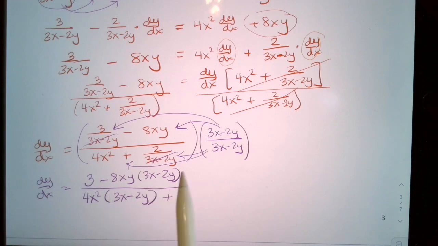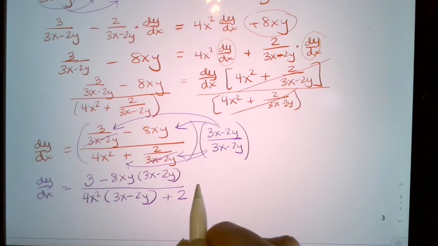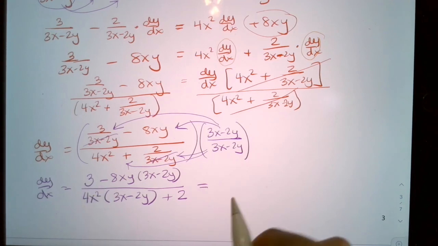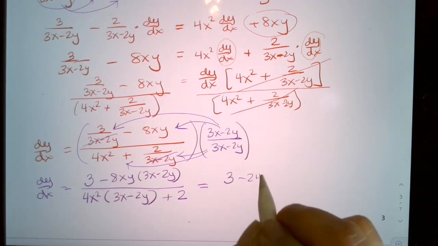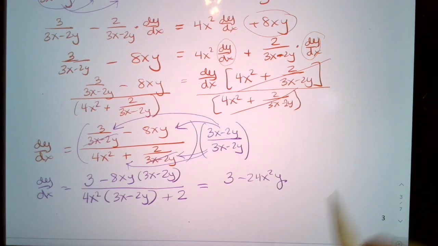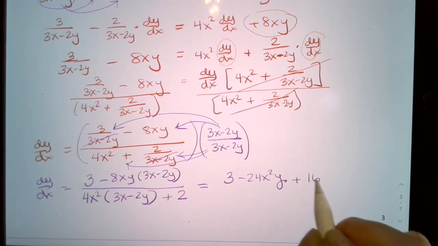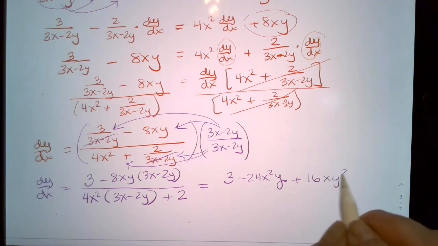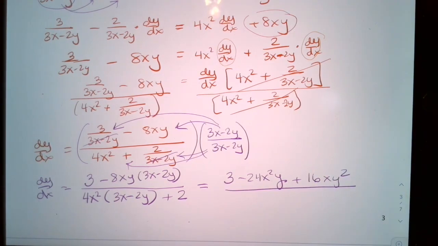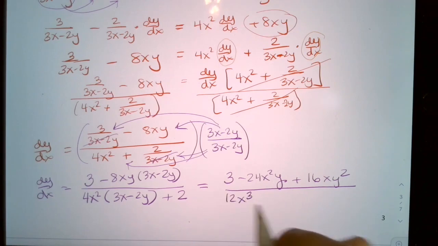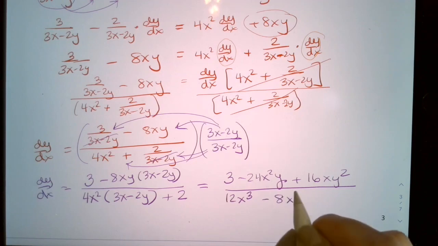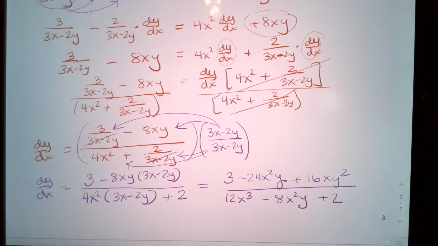We are definitely not going to cancel these common factors. There are 2 separate terms going on in here. So I'm going to urge you to keep going and let's clean this up. In the numerator, the 3 is just hanging out, but I have negative 24x squared y, and then my next term would be positive 16xy squared. In the denominator, I'm going to multiply that 4x squared through. That will be 12x cubed minus 8x squared y plus 2. So there is my derivative.